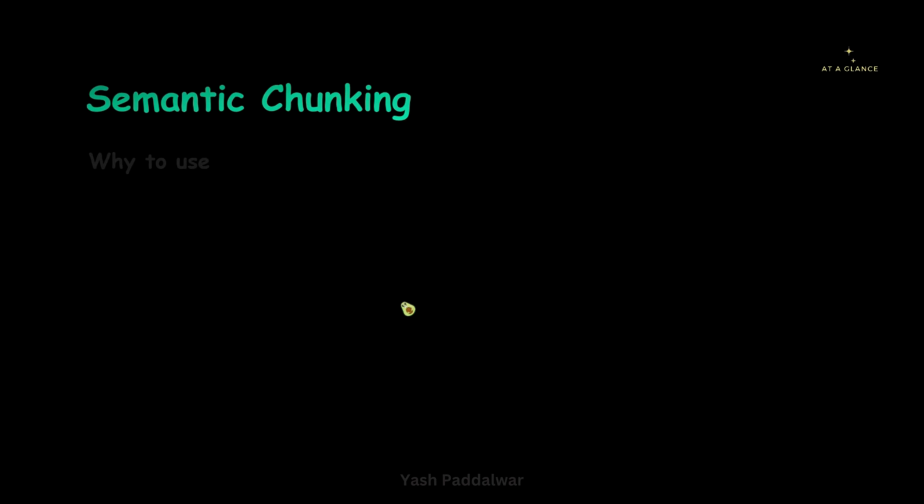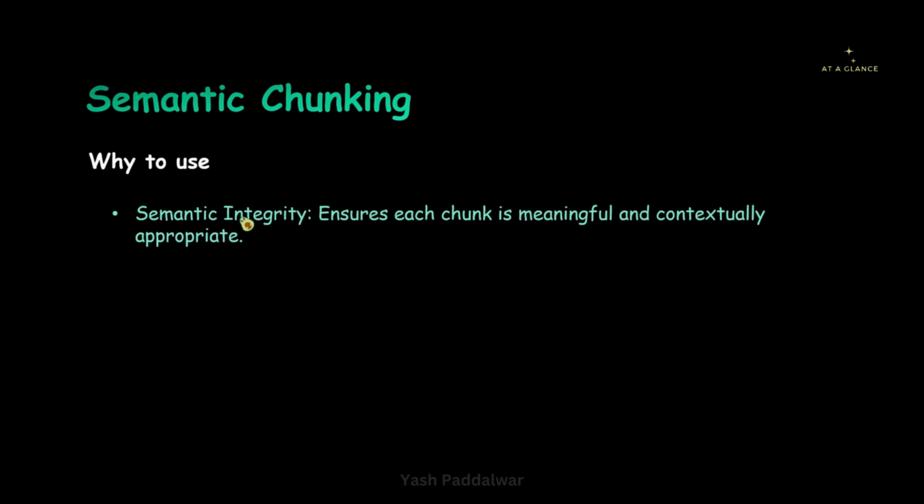Now let's have a look at why to use semantic chunking strategy. First, for semantic integrity, it ensures that each chunk is meaningful and contextually appropriate. Only this type of chunking strategy will be useful to create meaningful and contextually appropriate chunks, because here every chunk is created with the help of natural language processing techniques, which is very powerful.